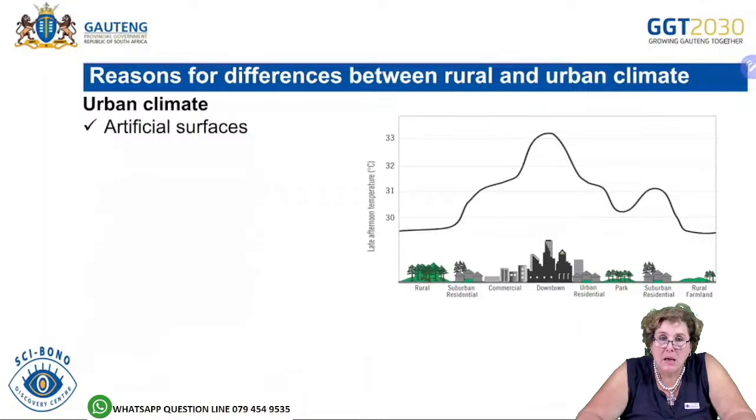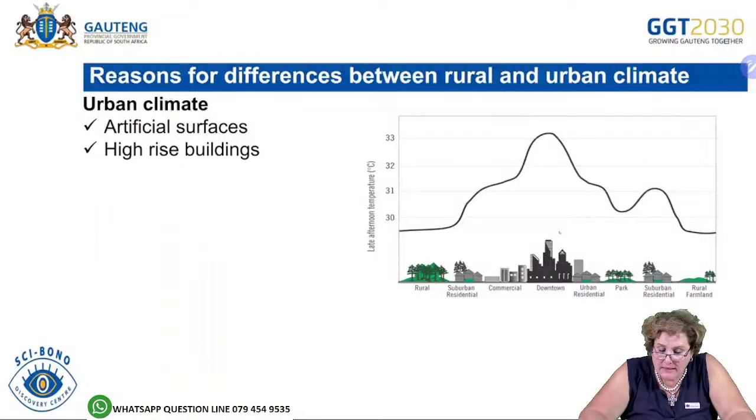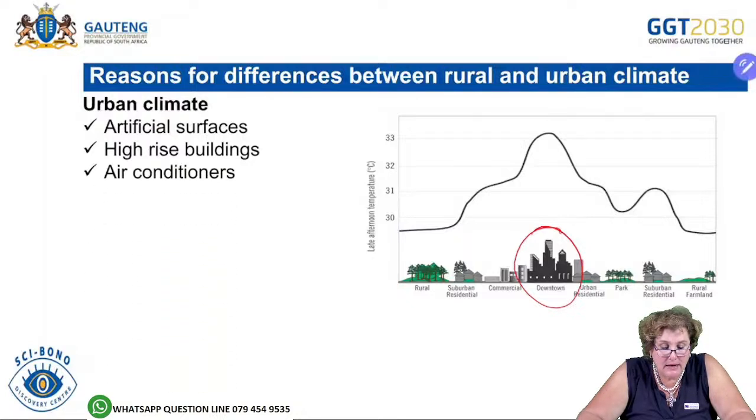In the urban area, we have lots of artificial surfaces. Artificial surfaces mean surfaces where we cover the natural areas with tar or cement or concrete, pavement. We have lots of high-rise buildings. There are my high-rise buildings in the urban areas. Those high-rise buildings have air conditioners.